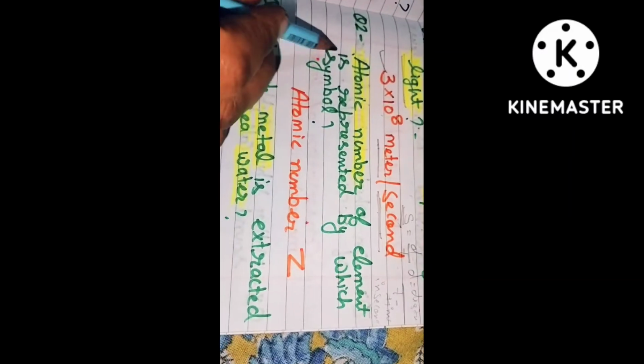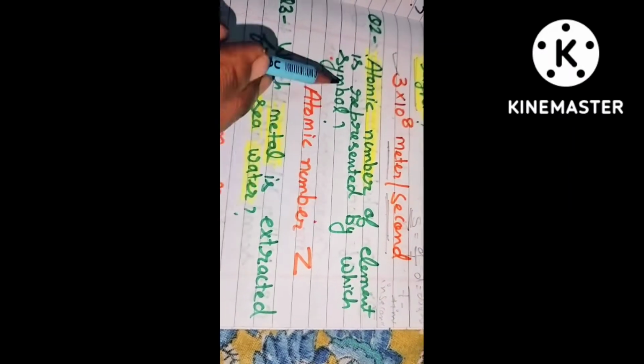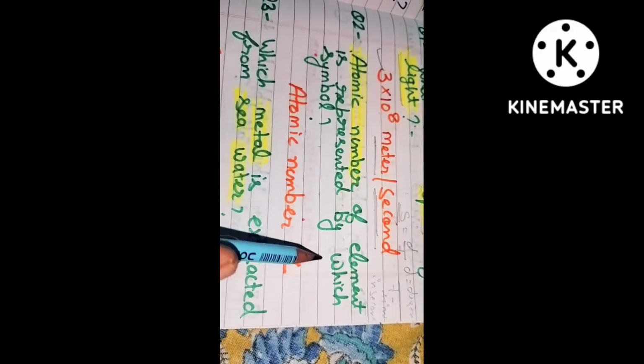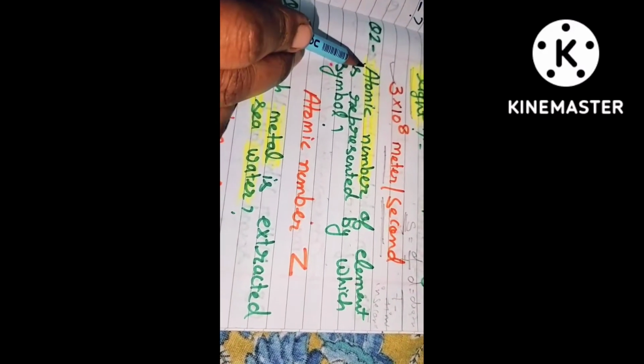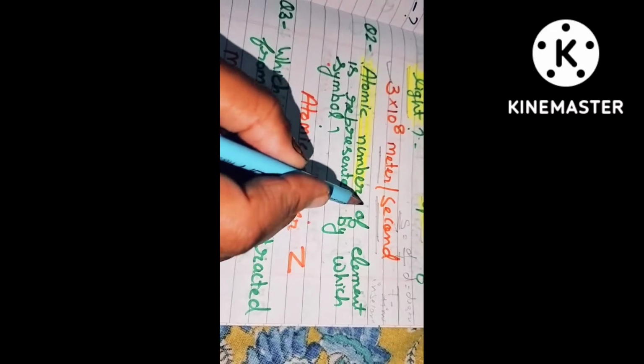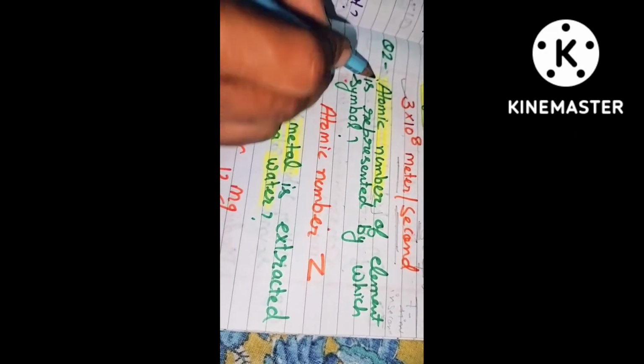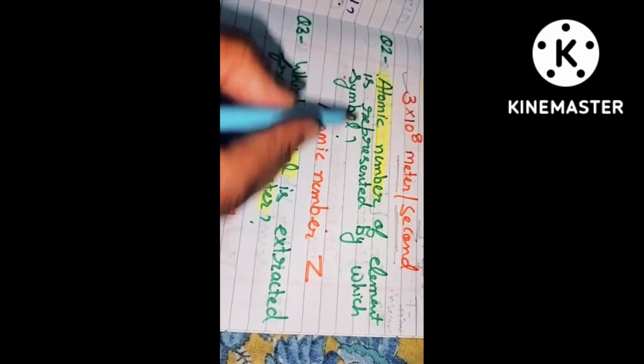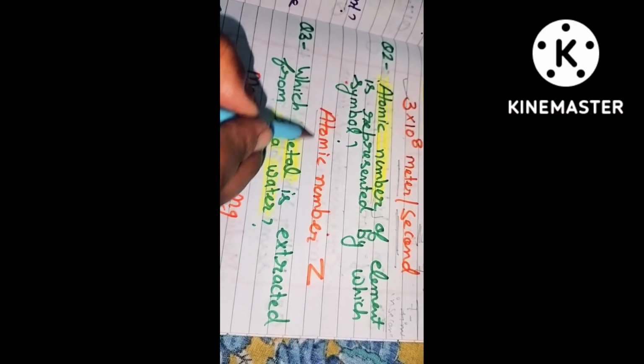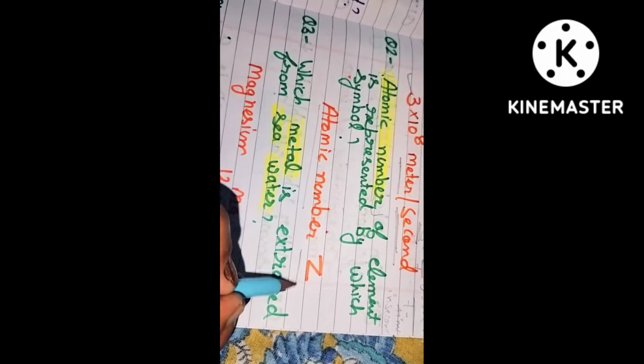Next, the atomic number of an element is represented by which symbol? Atomic number, these are very important questions. The atomic number of an element is represented by the symbol Z.